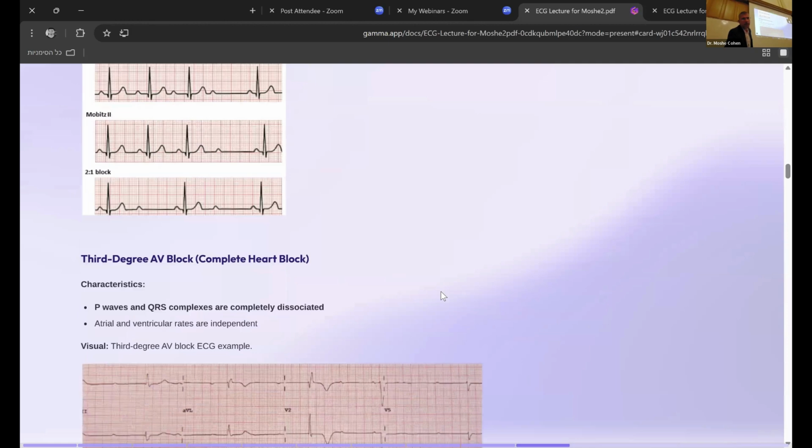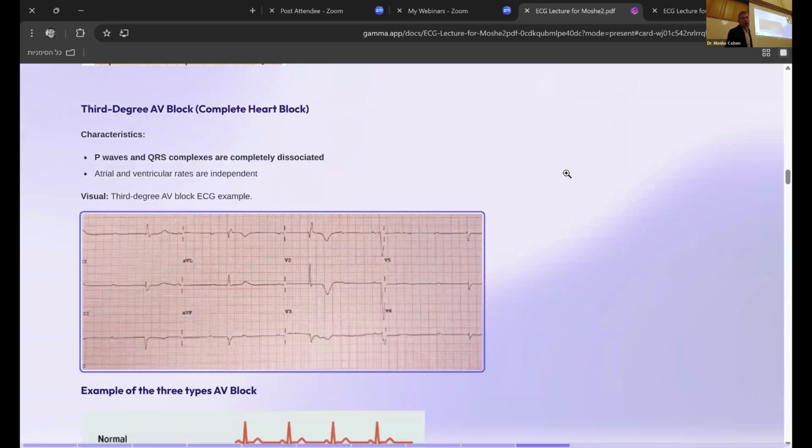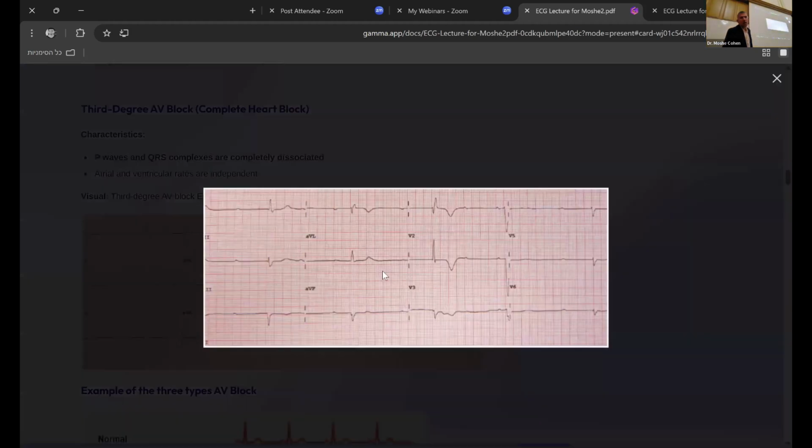Okay, what do we have here? Here we have an example of a third degree AV block. You can already see that the patient is very bradycardic. Look at the difference between R to R. This patient has like 25 or 30 heartbeats per minute, so this patient obviously is not feeling well.